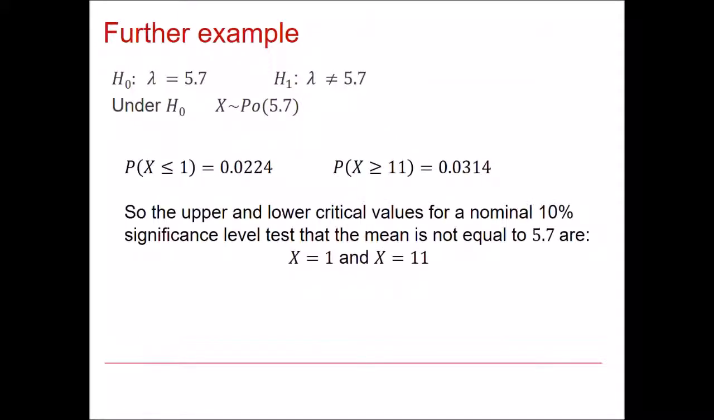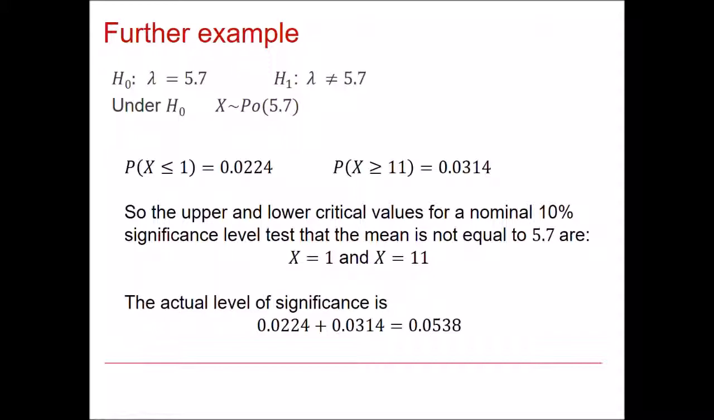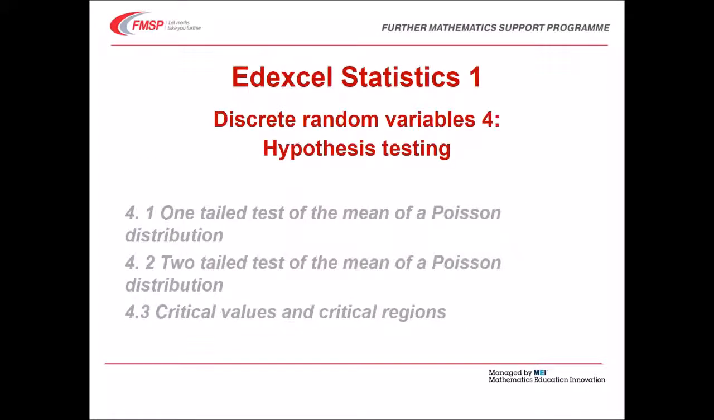So the critical values are 1 and 11, and if I want to find the actual significance level of the test, I simply add those two probabilities together and get 0.0538.